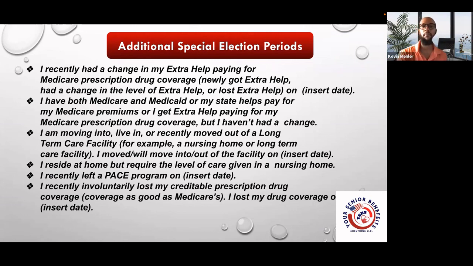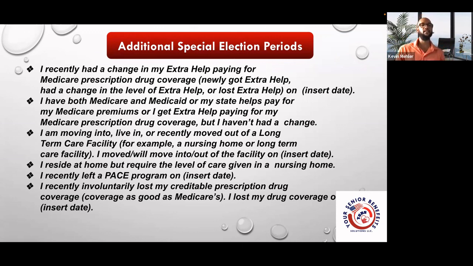Okay. If you have both Medicare and Medicaid, or my state helps me pay for my Medicare premium, or I get extra help from my state, Medicare prescription drug coverage, but I haven't had a change, that is once per quarter. Okay. I live in or recently moved out of a long-term care facility, for example, like a nursing home and things of that nature. If you're moving out of it, or you're moving into it, that will also create a special election period. Okay. And then I reside at home, but require a level of caregiving in the nursing home. That will also be one. I recently left the PACE program. You just have to insert the date.